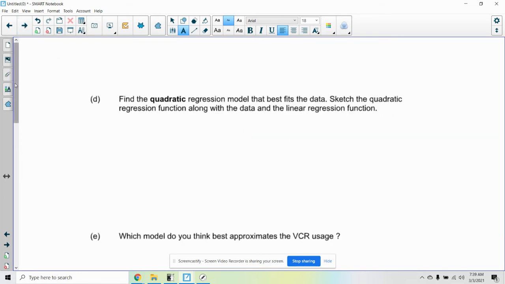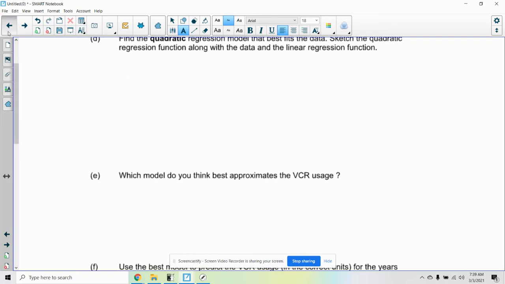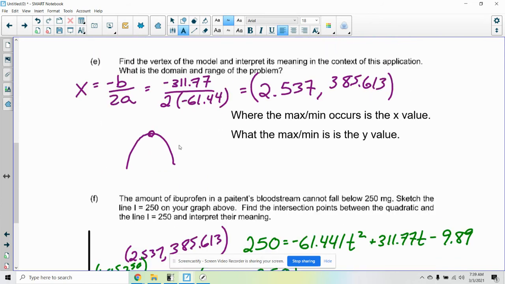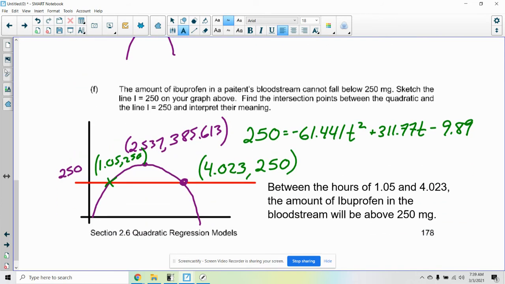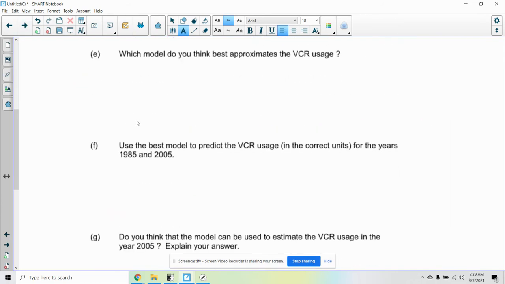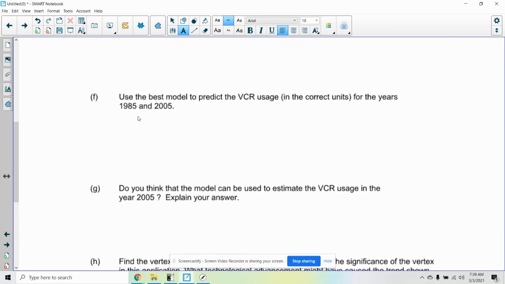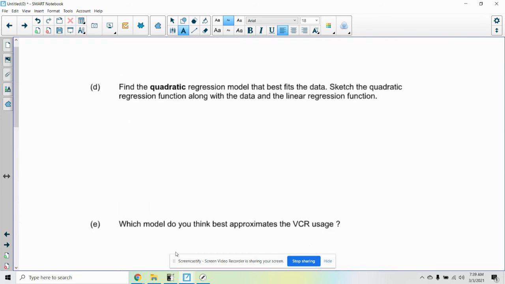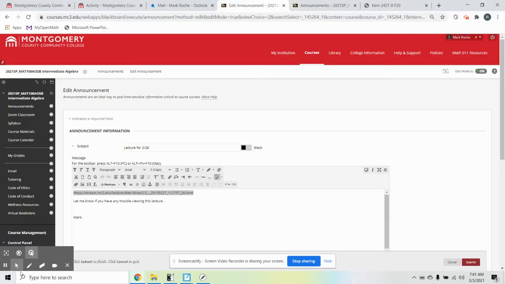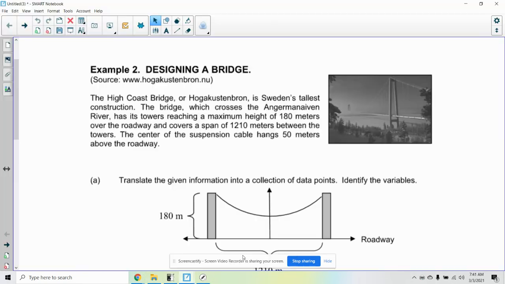Moving right along. So let's just find the quadratic regression model that best fits. Oh, we already did this. Oh, no, VCR usage. I think there's a page missing here, isn't there? 178. Why did this not get copied over? 182. All right, let me pause this video and then I'll pull that up because I don't know what happened to it. Okay, I found it. It is the bridge problem.